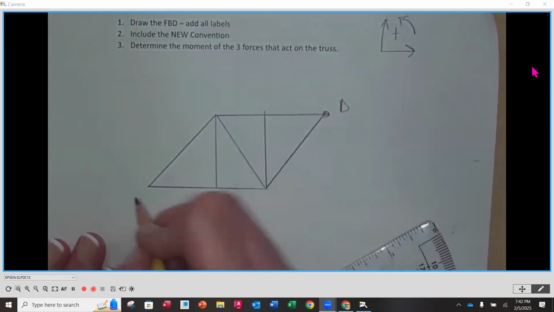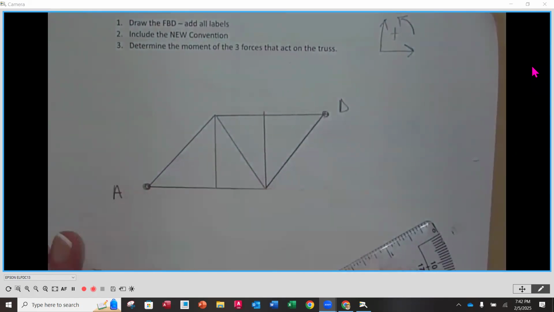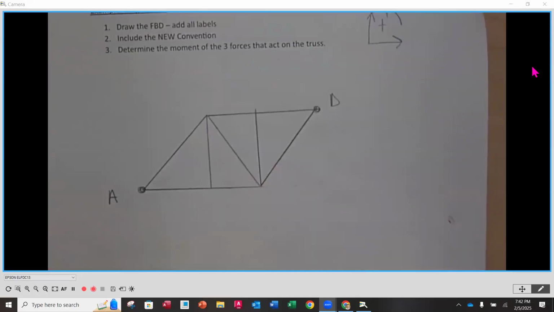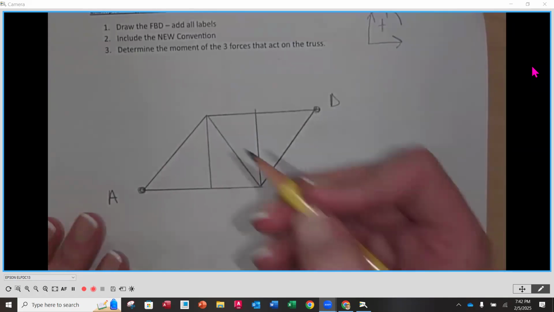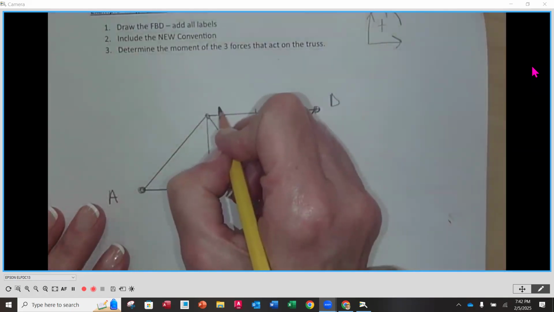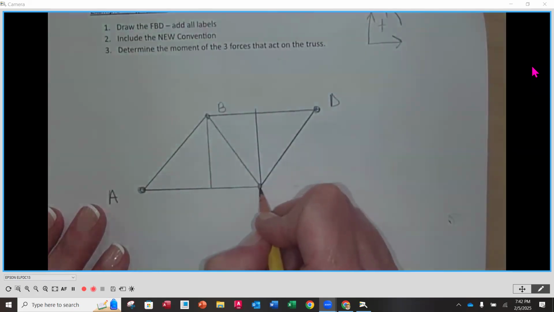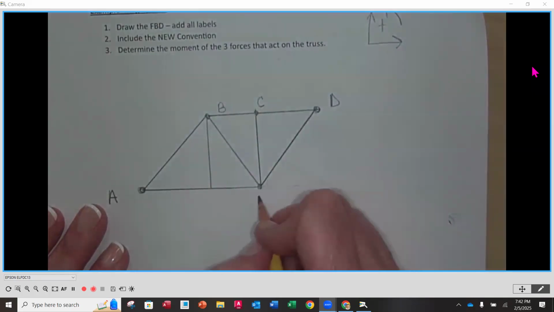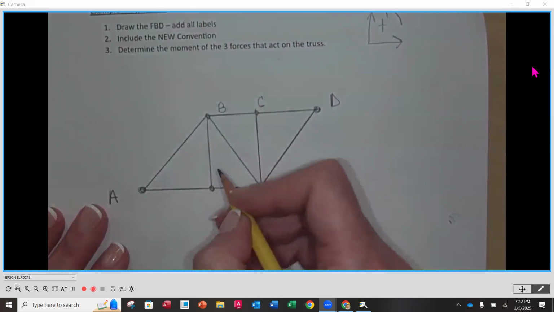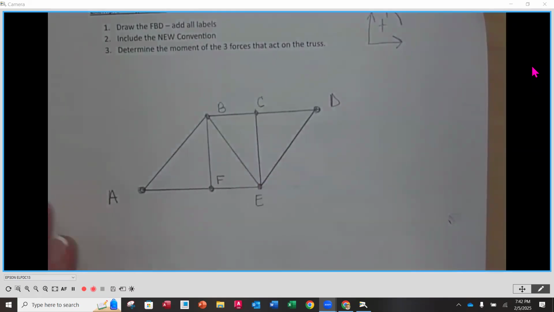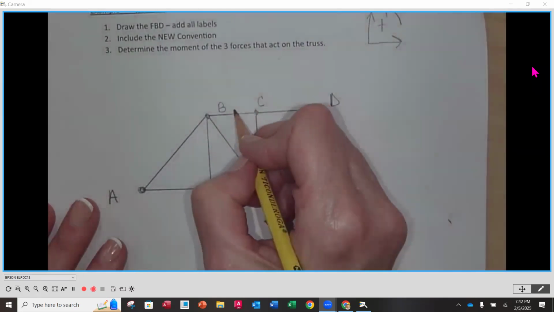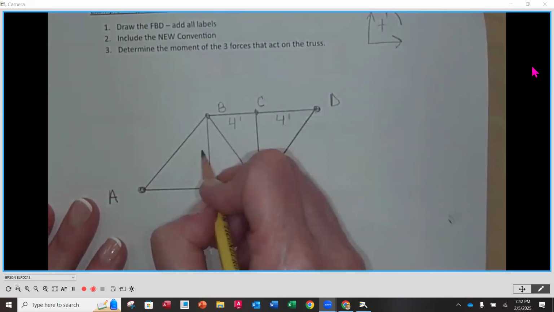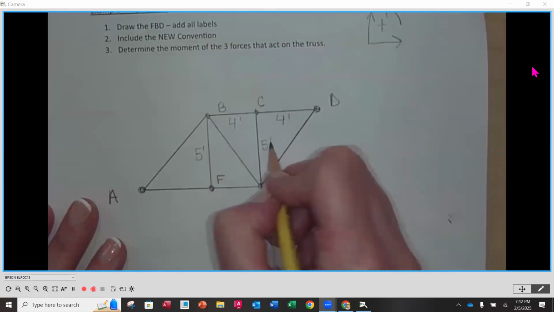So here's point D. Here's point A. Again, kind of simplifying the views here, but we want to identify any points, dimensions, and forces that were given. So this up here is point B. This down here is C. This is E. And this is point F. As far as distances, we know that this is 4 feet, 4 feet, and then any of these heights are 5 feet and 5 feet.